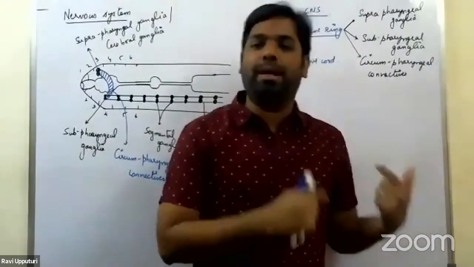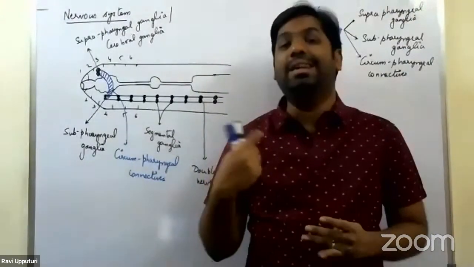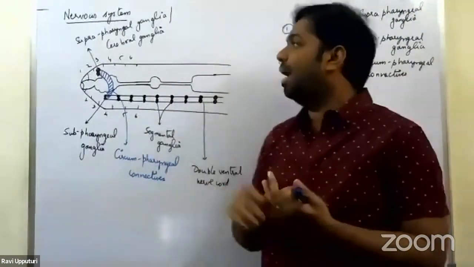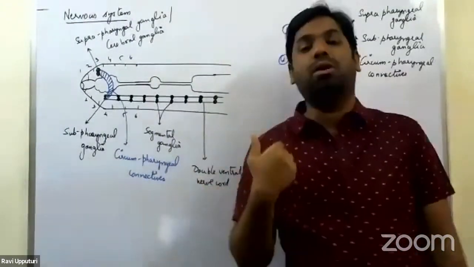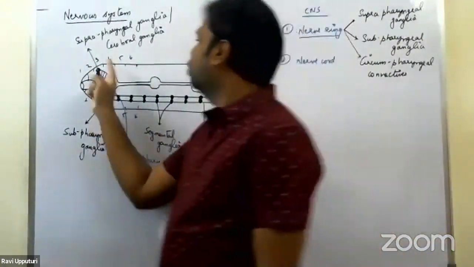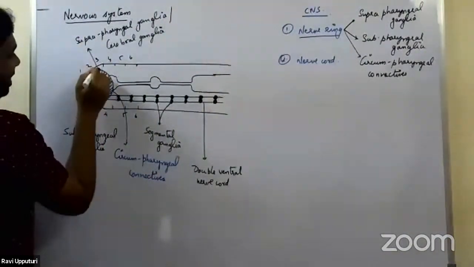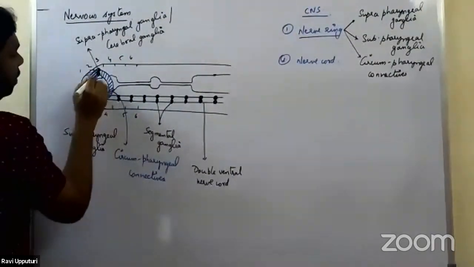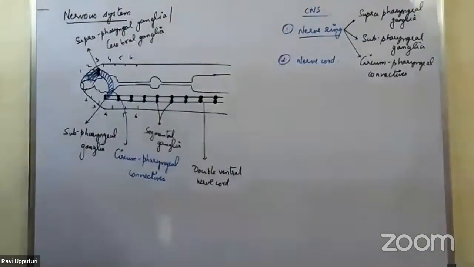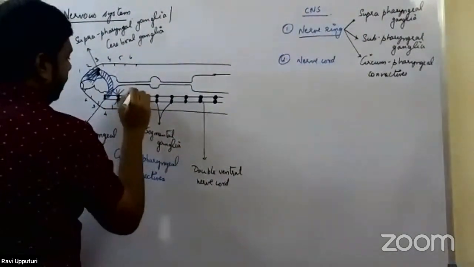Now, talking about the peripheral nervous system. I told you it would include something called the nerves. So there are nerves which arise as a part of this peripheral nervous system. From where do the nerves arise? First, the nerves arise from the subpharyngeal ganglia and suprapharyngeal ganglia. Here the nerves usually arise, and from the segmental ganglia, there are also nerves actually arising.